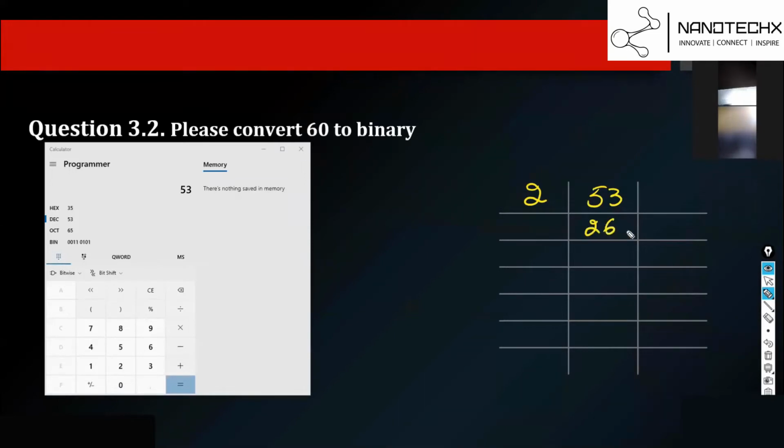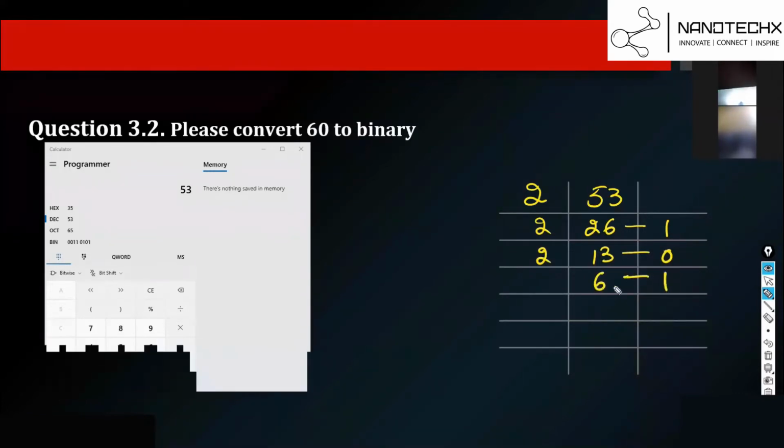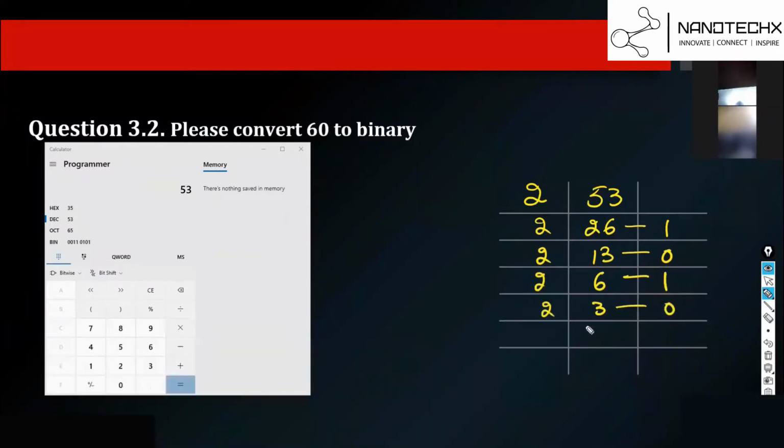2 13s are 26. How much is left? 0 is left. Then 2 6s are 12. 1 is left. 2 3s are 6. 0 is left. 2 1s are 2. 1 is left. So what is the answer now? Very simple. Now, did you guys find whoever had it wrong?